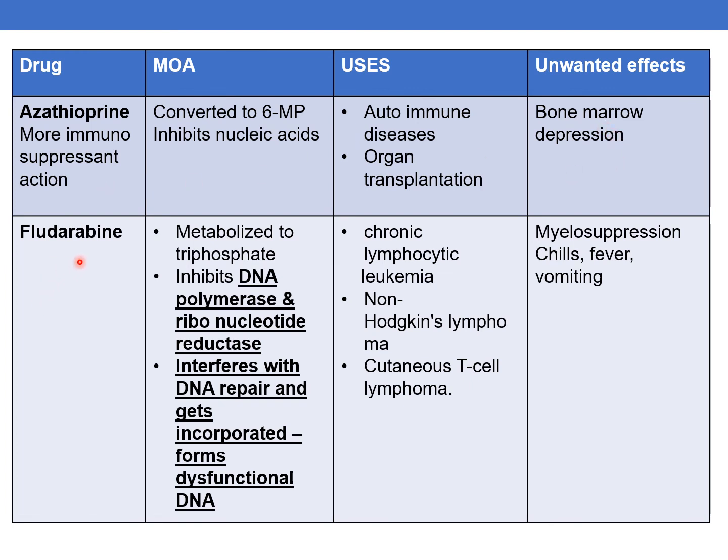The next drug is fludarabine. It is metabolized to triphosphate, inhibits the DNA polymerase and ribonucleotide reductase. It interferes with DNA repair and gets incorporated into DNA, and finally it forms dysfunctional DNA. The uses are chronic lymphocytic leukemia, non-Hodgkin's lymphoma, and cutaneous T-cell lymphoma. The unwanted effects of fludarabine are myelosuppression, chills, fever, and vomiting.